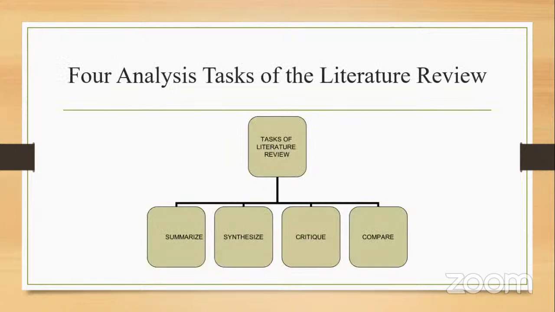There are four analysis tasks of the literature review. It is simple, what we have discussed earlier. The task is, first, it should be summarized, it should be synthesized, and then criticized, and then compared, and then come to the final conclusion.